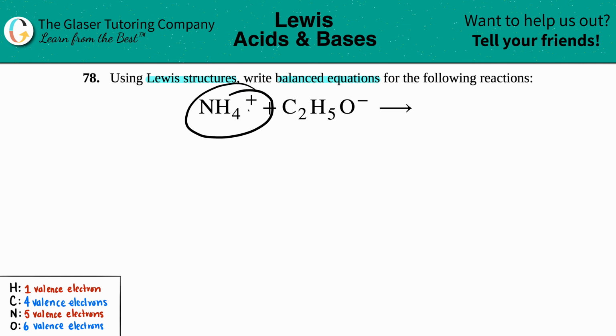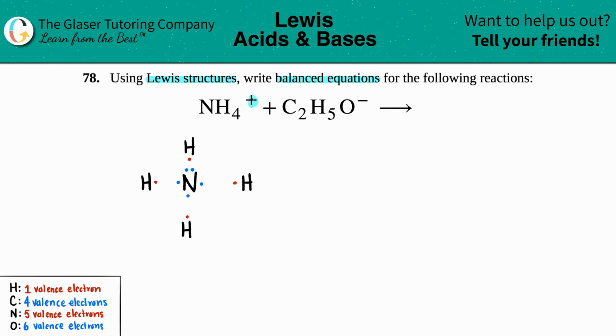So we have to draw the Lewis structure for NH4 plus. So remember, hydrogen can't be in the middle. So nitrogen has to be in the middle, surrounded by 4 hydrogens. So 1, 2, 3, and 4. Each hydrogen has 1 valence electron, so I'm just going to put 1 dot around each hydrogen. And the nitrogen has 5 valence electrons, so 1, 2, 3, 4, 5.